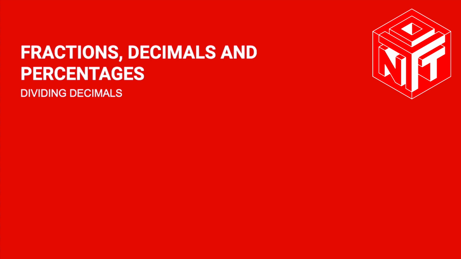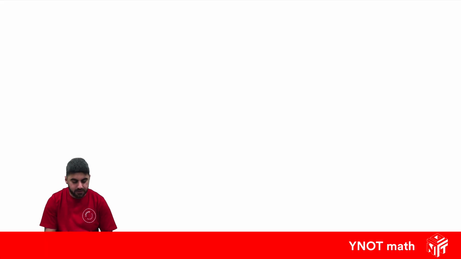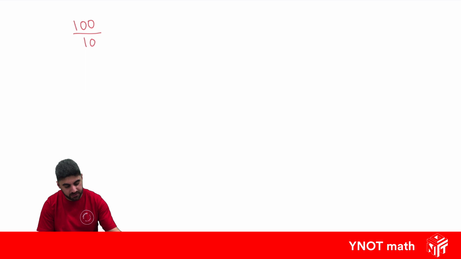Dividing decimals. Just to help us understand this concept, let's have a look at something. Let's look at 100 divided by 10. Hopefully you know that that's equal to 10, because 10 times 10 is 100.